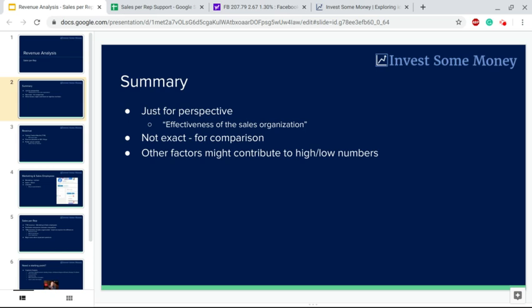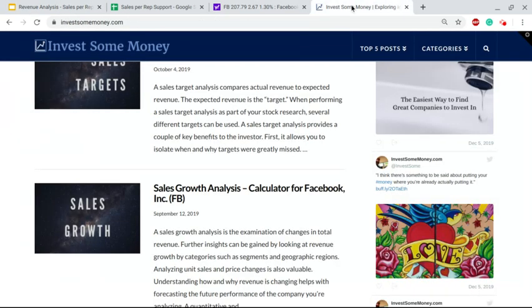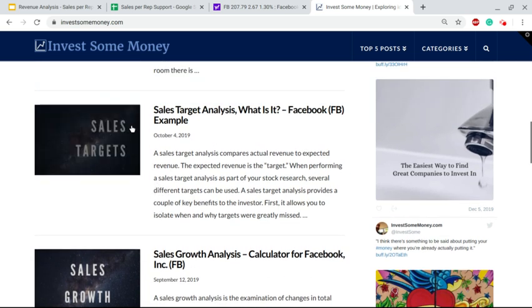And if you're not familiar, revenue analysis is part of a larger series of post slash videos on Common Stocks and Uncommon Profits, the book by Philip Fisher. Now, let me also point out that this one isn't going to have its own downloadable worksheet like some of the other posts have. But if you're interested in those, just head over to investsomemoney.com, and it's where you can find sales growth analysis. It's got a downloadable worksheet, and these are all the same too.